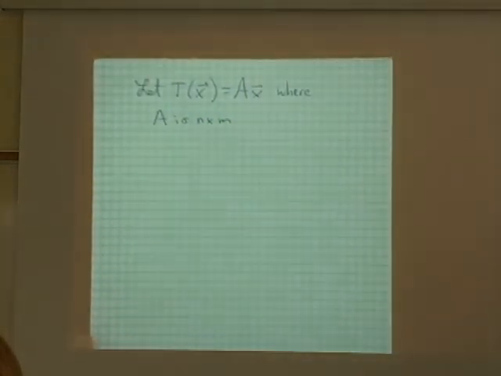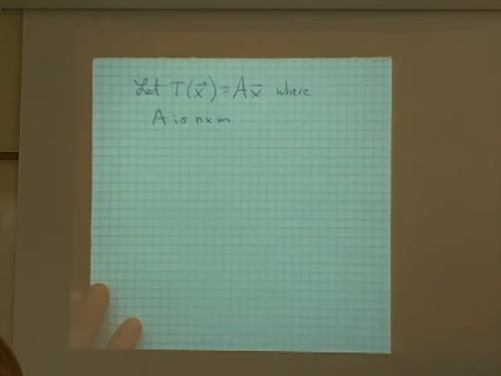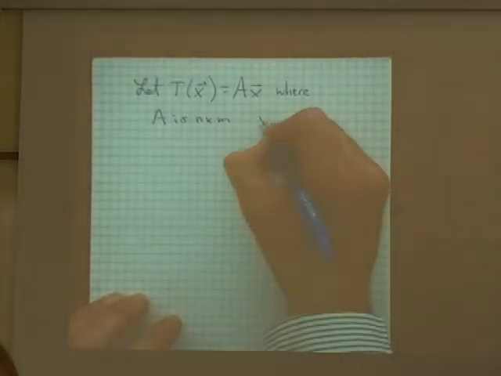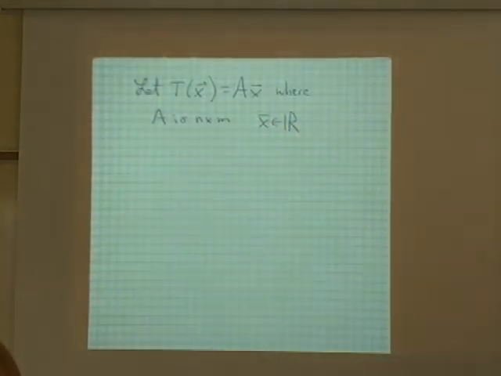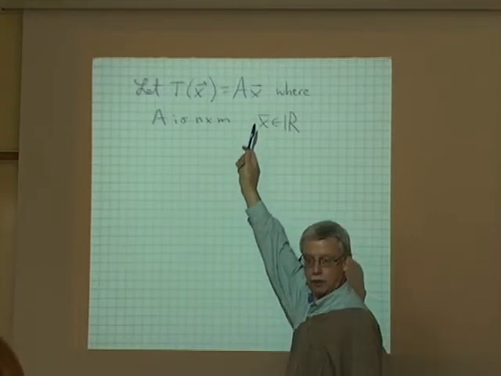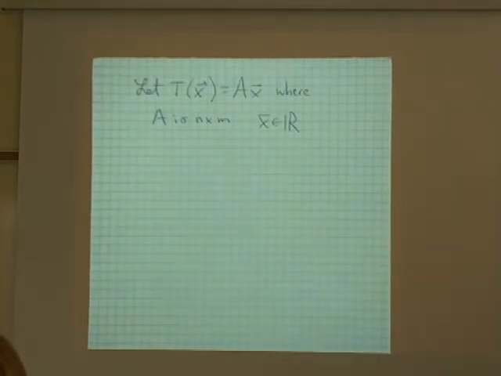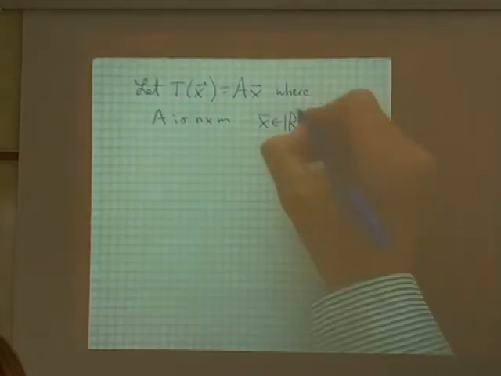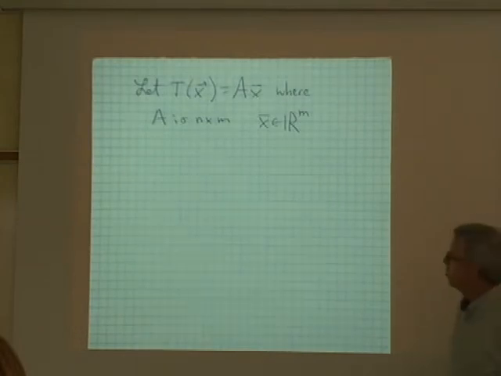Let T of x, the transformation of the vector x, be defined as A times x, where A is n by m. Now, what has to be the size of x? Where does x live? Remember how I do matrix times vector? I dot product a row of the matrix with a vector. So how long are the rows in an n by m matrix? M, yeah. So those live in Rm. But when I multiply the matrix A times the vector x, how big is the answer?